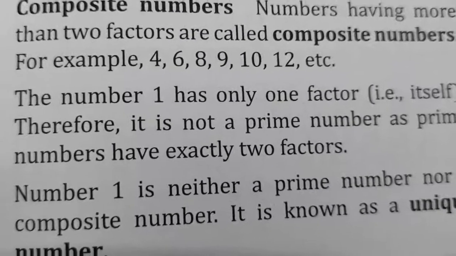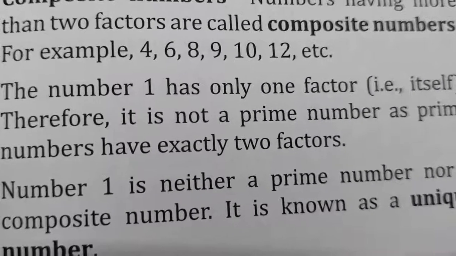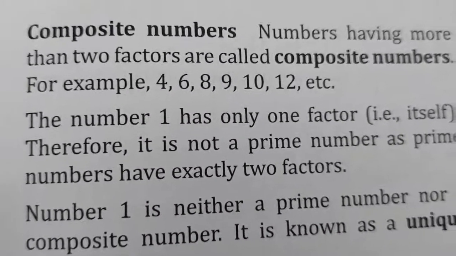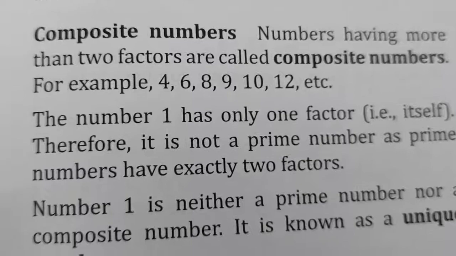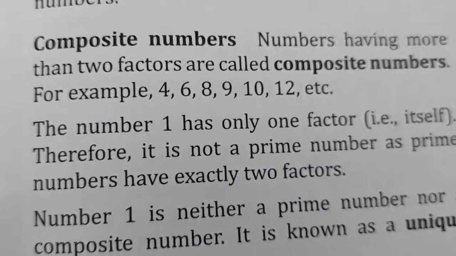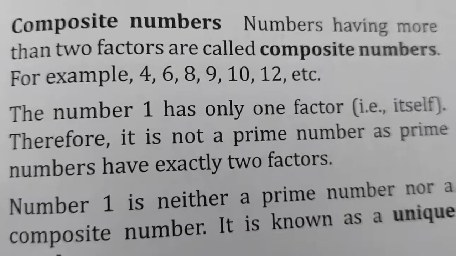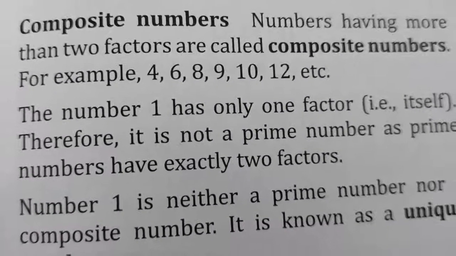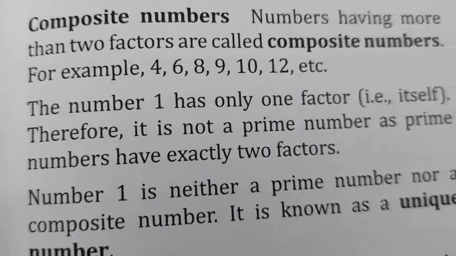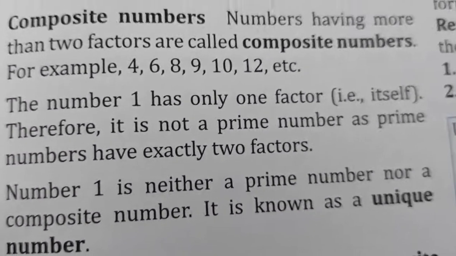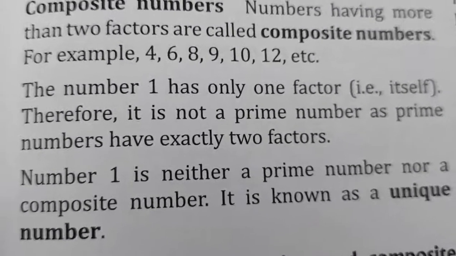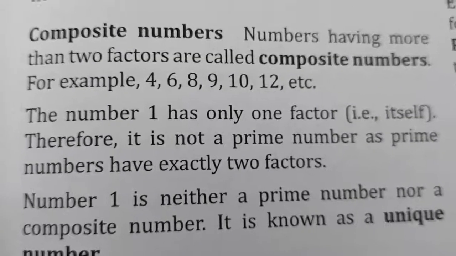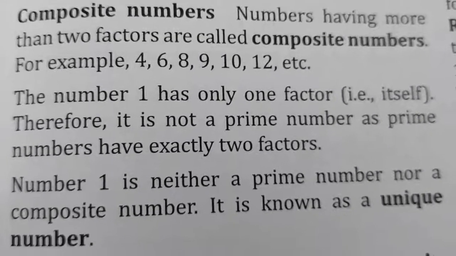So 1 has only one factor, that is itself. Therefore, 1 is not a prime number and it is not a composite number. Number 1 is neither a prime number nor a composite number. It is a unique number.